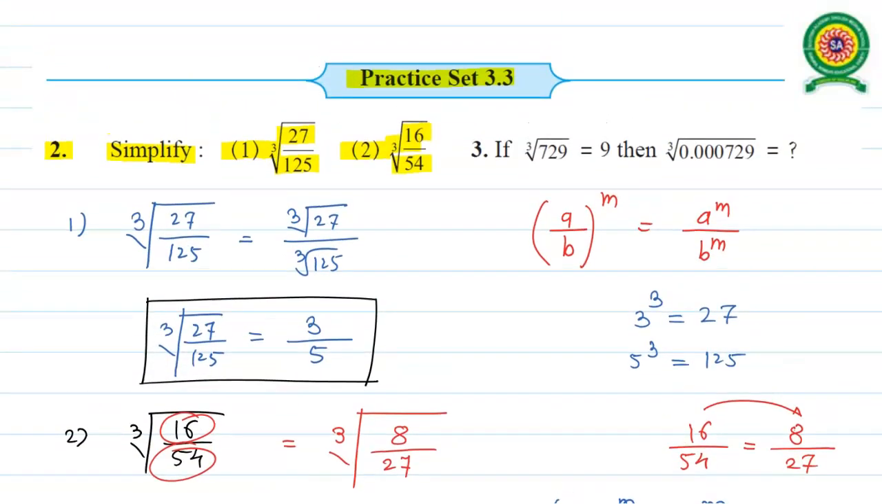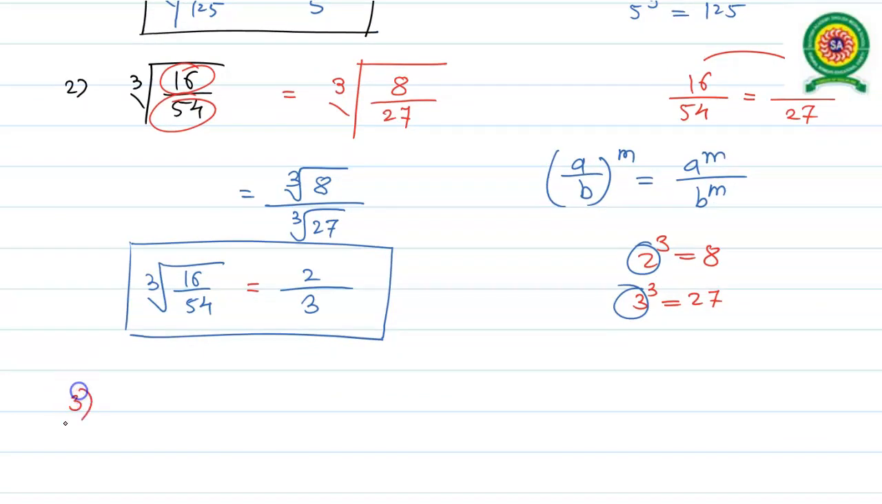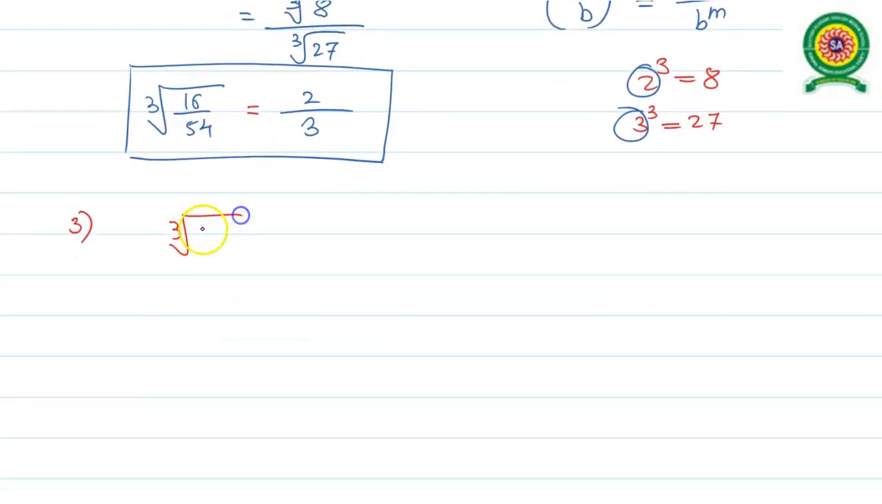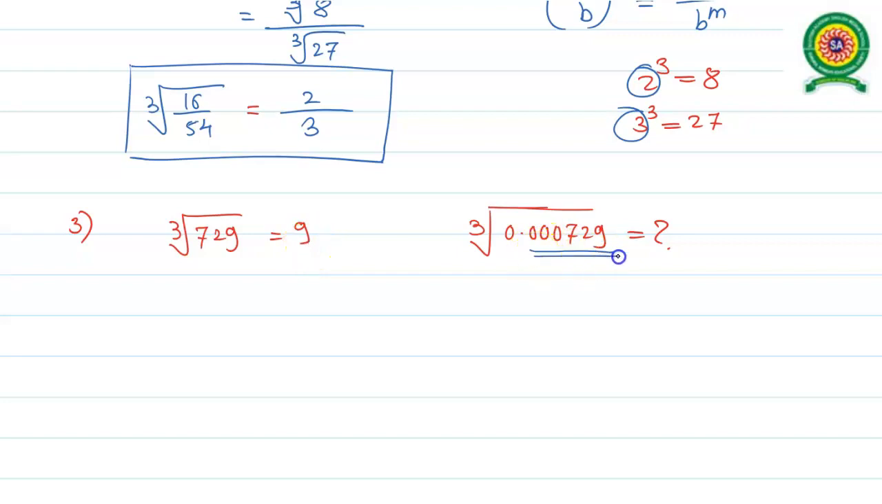Look at the next sub question, number 3. If cube root of 729 is 9, then cube root of 0.000729 is equal to what? Now look once towards this question carefully. In the third sub question it is already given that cube root of 729 is 9. We are finding the cube root of 0.000729. So what shall we get? Firstly forget about the decimal. We have 729's cube root as 9. So look at the decimal. After how many places do we have the decimal point?